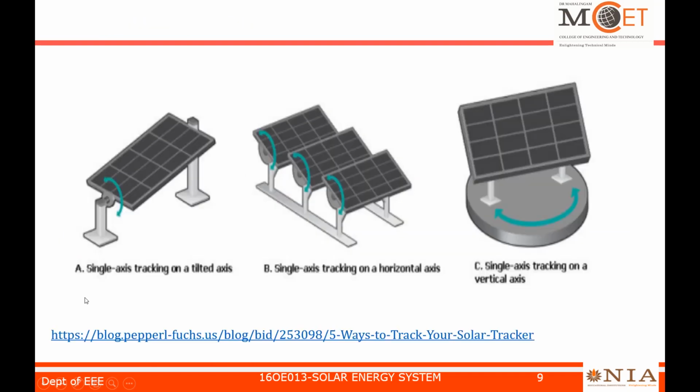This is a single axis tracking on a tilted axis. Here the panel will be moving in a tilted position. This is a single axis tracking on the horizontal direction. Here the panel will be moving only in the horizontal direction. This is a single axis tracking on the vertical axis. Here the panel will be moving in the vertical direction.